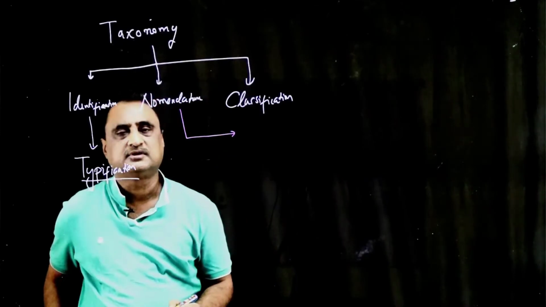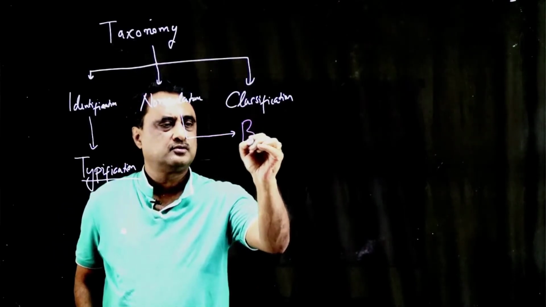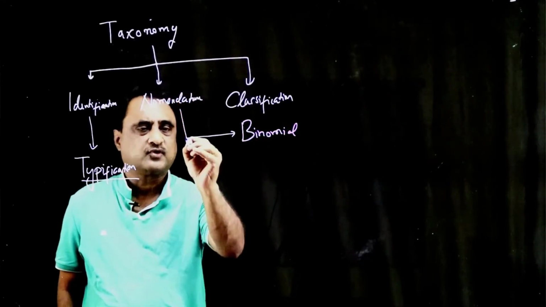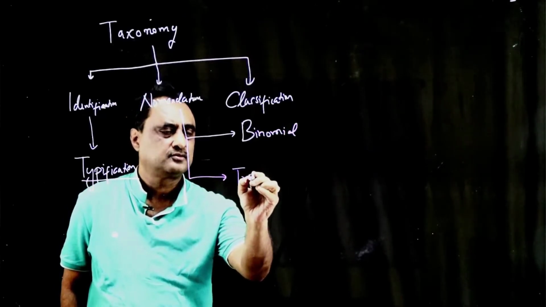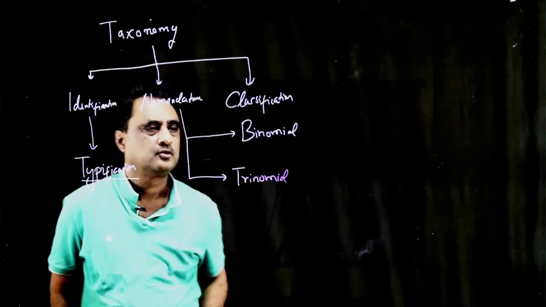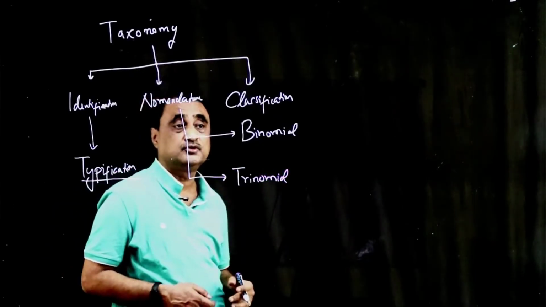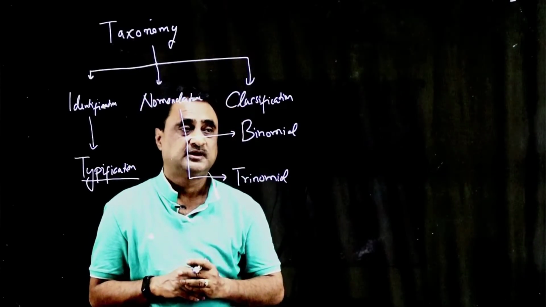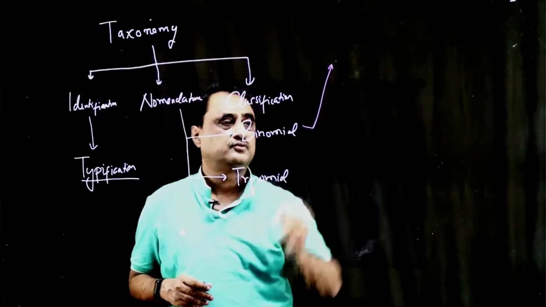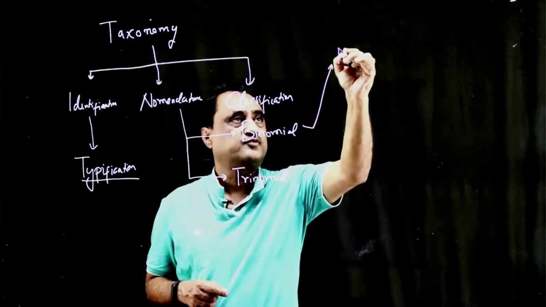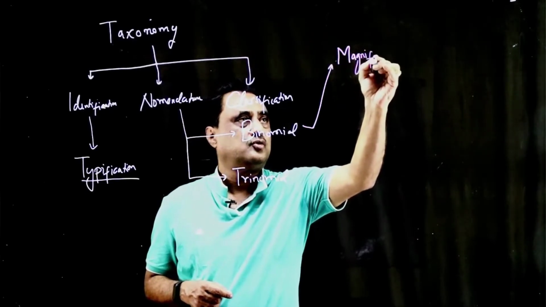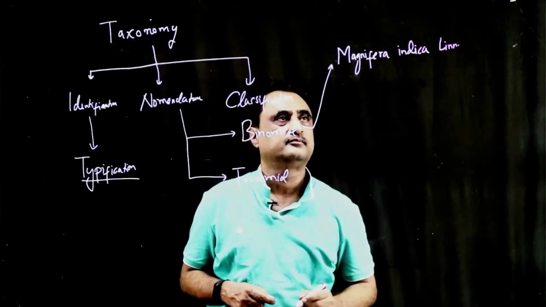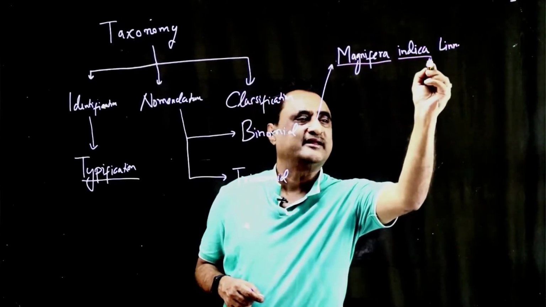Nomenclature is of two types. One is what we call binomial, and second is what we call trinomial. As the name suggests, the meaning of binomial is that the scientific name consists of two words. Let's take one example. For instance, there is a name, Mangifera indica Linn. Mind it, here I'm underlining it.